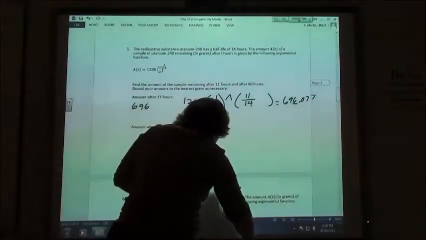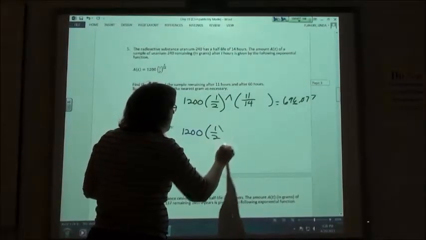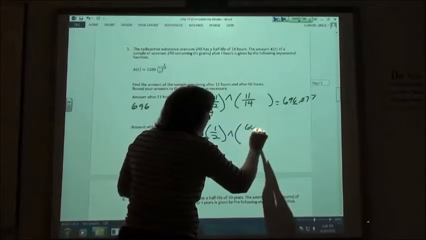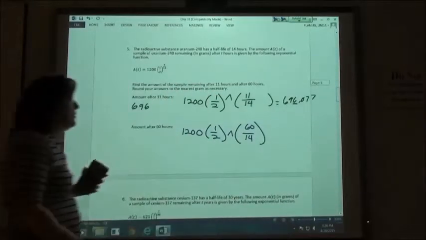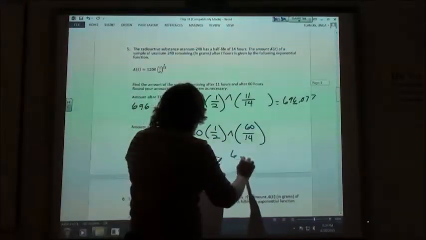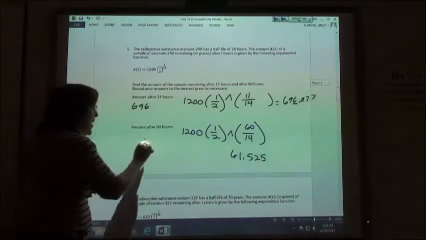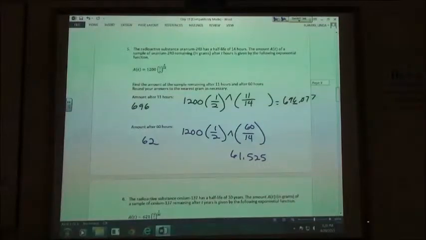After 60 hours, same thing, 1,200. I'm doing a half-life, and this time I'm going to use 60/14ths for my fraction. So 1,200 parentheses, 1/2, caret, and in parentheses, 60/14. Close my parenthesis. I get 61.525. I've got to round it to the nearest gram, so I have to round that one off to 62 grams. So after 60 hours, I only have 62 grams left.